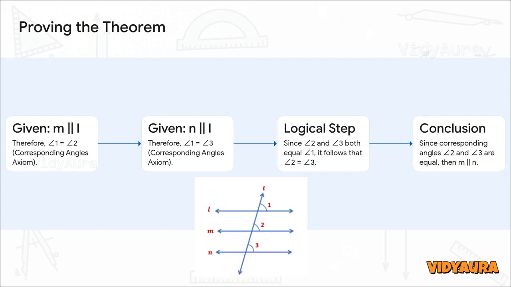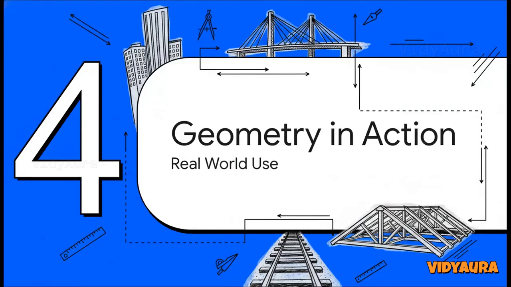Now here comes the cool part. If angle 2 is equal to angle 1, and angle 3 is also equal to angle 1, well then it's just plain logic that angle 2 and angle 3 have to be equal to each other. And this is where we use the reverse of our axiom. It says if the corresponding angles are equal, then the lines have to be parallel. So since we just figured out that angle 2 equals angle 3, we have officially proven that line M is parallel to line N. Boom! It's that clean. So that's the logic.